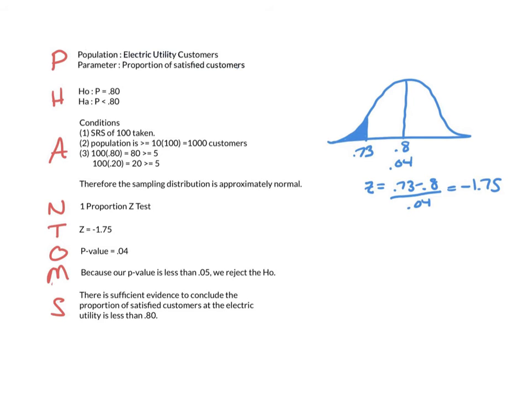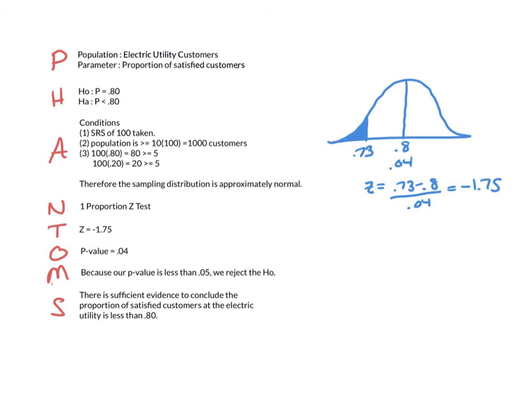And then the final conclusion, S stands for state the conclusion. There is sufficient evidence to conclude the proportion of satisfied customers at the electric company is less than 80%. Okay? So that would be a full and complete hypothesis test.